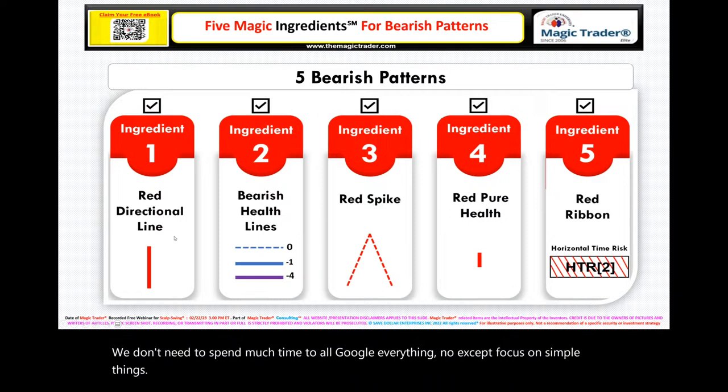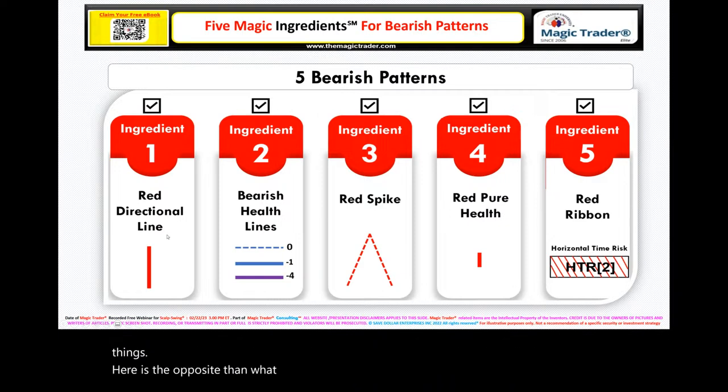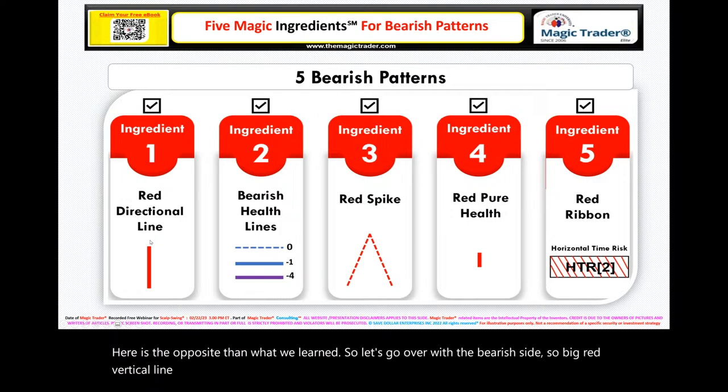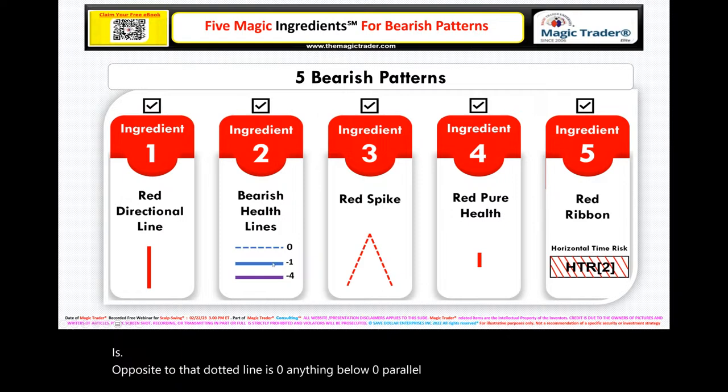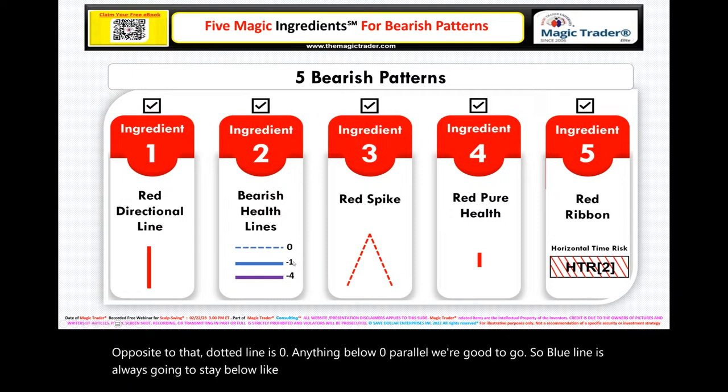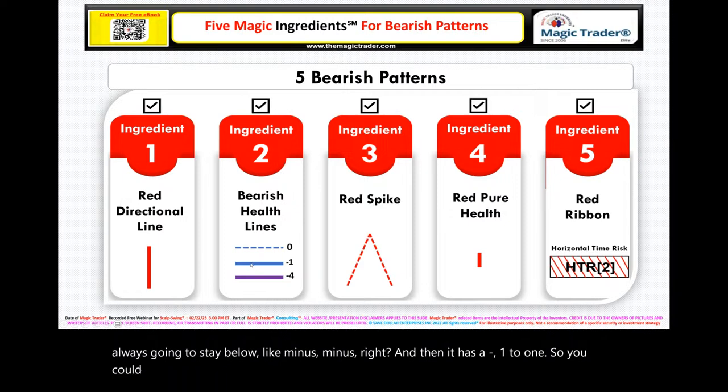Now, here is the opposite of what we learned. So let's go over the bearish side. The big red vertical line is a red direction line. Then the bearish health line is the opposite. So that dotted line is zero. Anything below zero parallel, we're good to go. So the blue line is always going to stay below, like minus minus, right? And then it has a minus 1 to 1. So you could count on it. Below is minus 1. Purple line, minus 4.